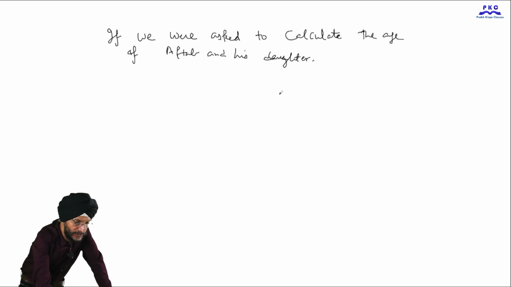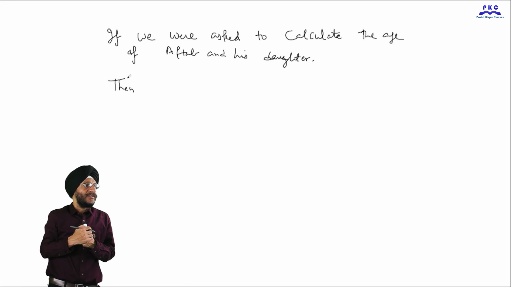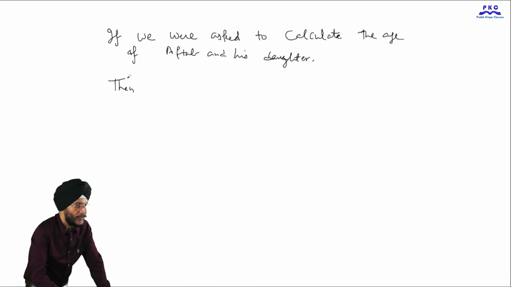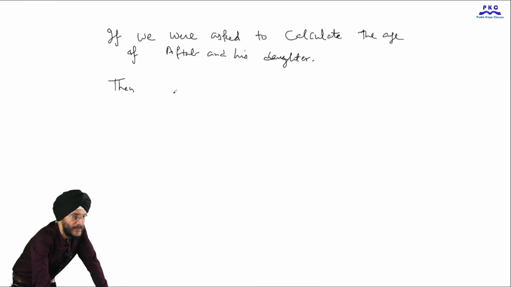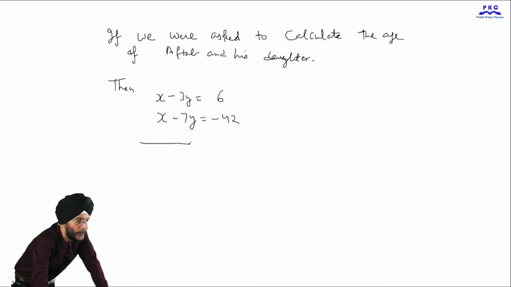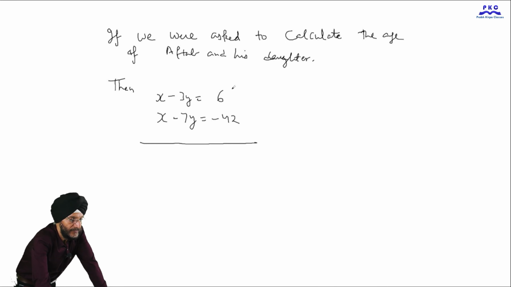Then we will take into consideration the 2 equations which we had arrived at. What was the first equation? First equation was x minus 7y is equal to minus 42. Second equation was x minus 3y is equal to 6. This is the scenario. Now, what will we do? We can deduct this first equation from the second equation.